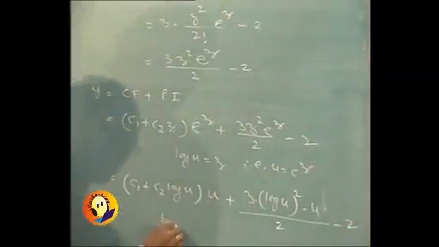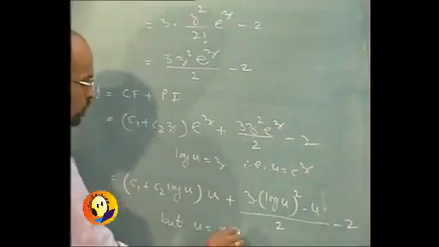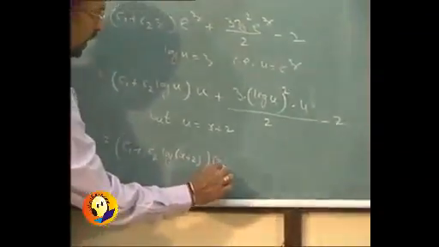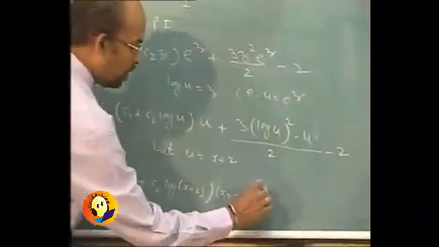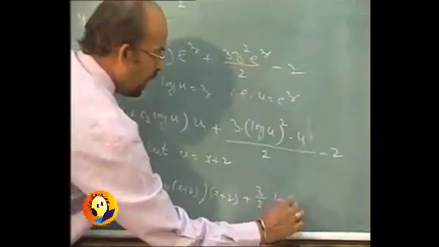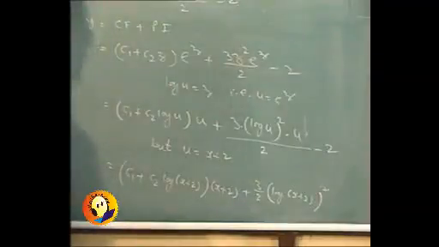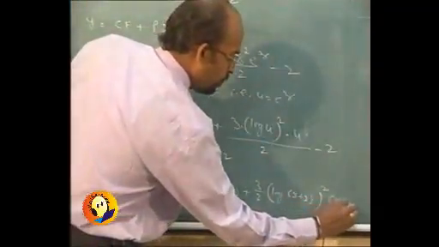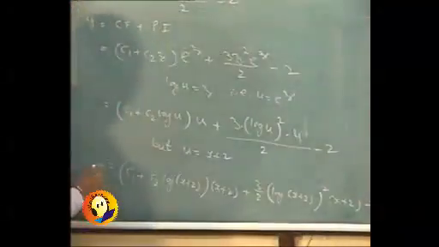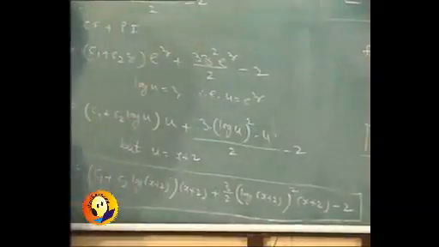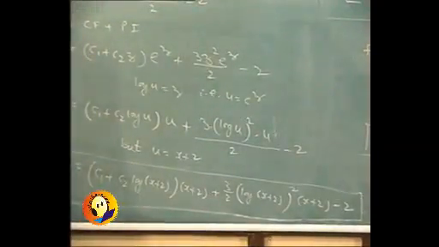But u is nothing but x plus 2. So substitute. So it is going to be C1 plus C2 log of x plus 2 bracket complete into another bracket x plus 2, plus 3 by 2 log of x plus 2, the whole square, into x plus 2, minus 2, will be the required answer for the second problem in the Legendre's form of homogeneous differential equations.